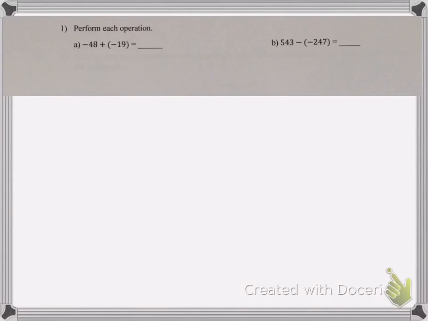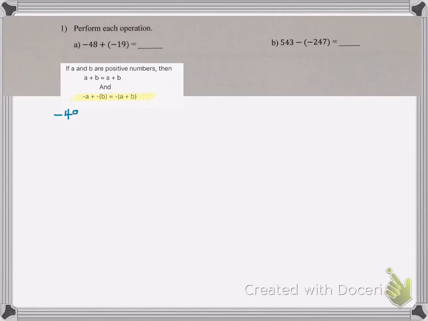Part A, negative 48 plus negative 19. To evaluate this sum, I'm going to use one of the rules that we learned in class. I'm going to focus on the bottom part of the rule right here, where it says negative A plus negative B equals the opposite of the sum of A and B. So I am going to rewrite this problem using this rule here.